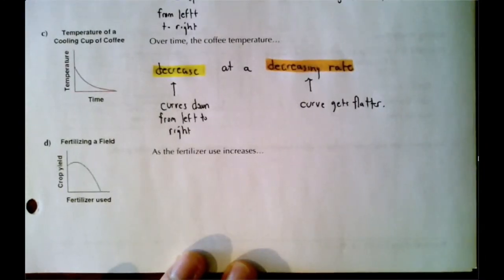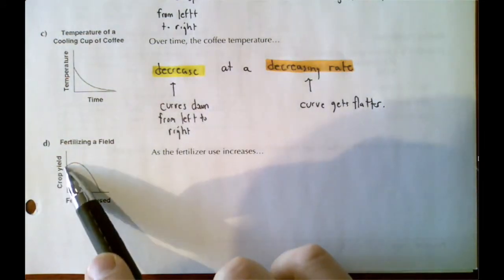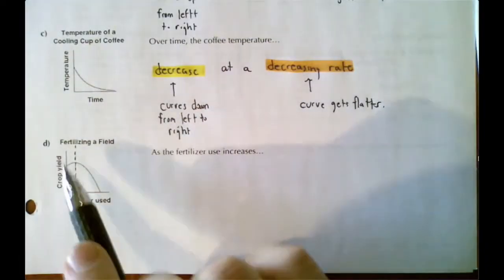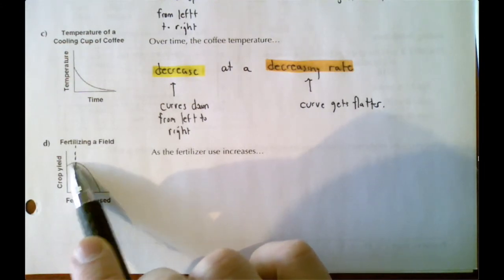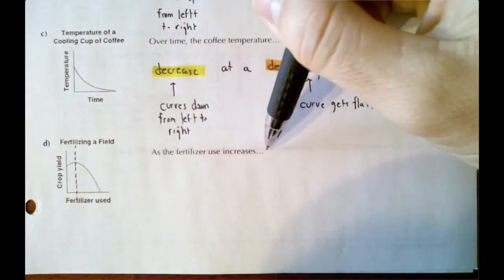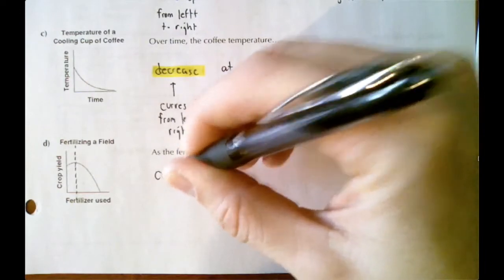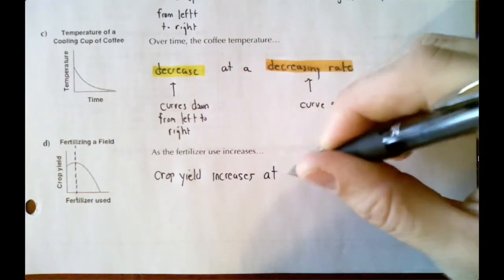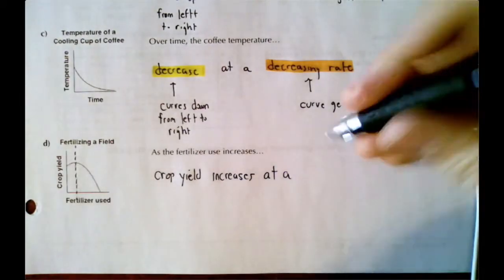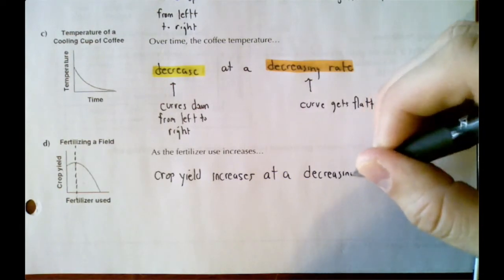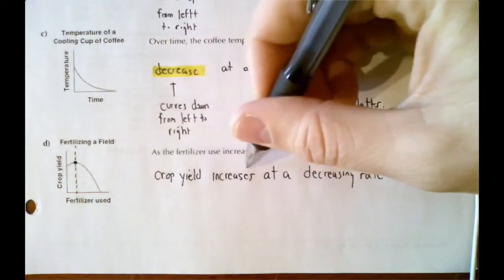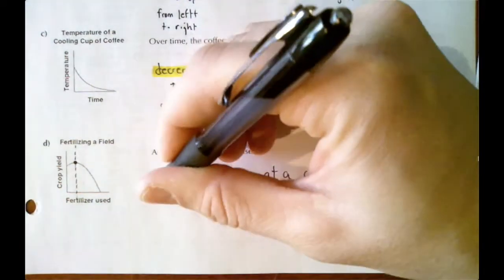Last one. Now, this last one's a little unique because it kind of has two parts. The first part, our curve goes up, and then it goes down. So we have to break this into two explanations. The first part, it looks like it's increasing, but it's getting flatter to a peak. So we would say, as fertilizer use increases, crop yield increases, and since it's getting flatter, that's a decreasing rate. And it does that until it gets to this point at the top, which is called a maximum. So crop yield increases at a decreasing rate to a maximum.